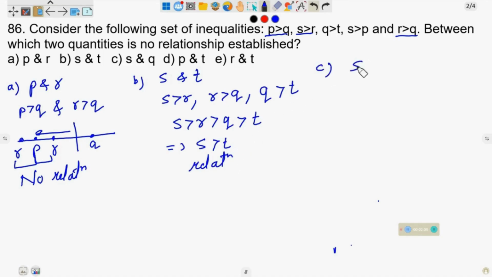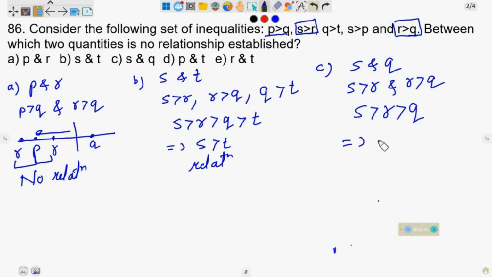Option C says S and Q. So for S and Q, we will take two relations. First, S is greater than R and R is greater than Q. Which forms the series this way. S is greater than R and R is greater than Q, which directly implies that S is greater than Q. Hence, there is a relation.